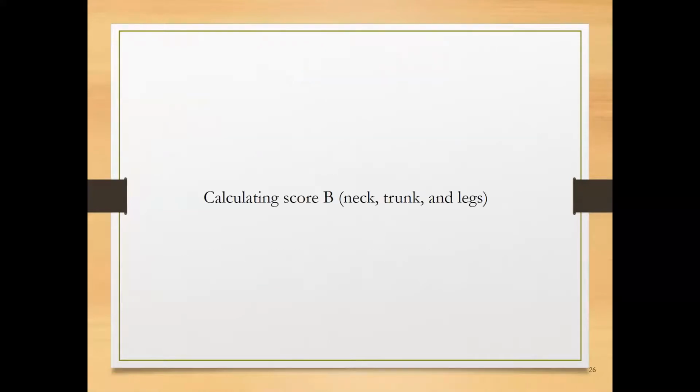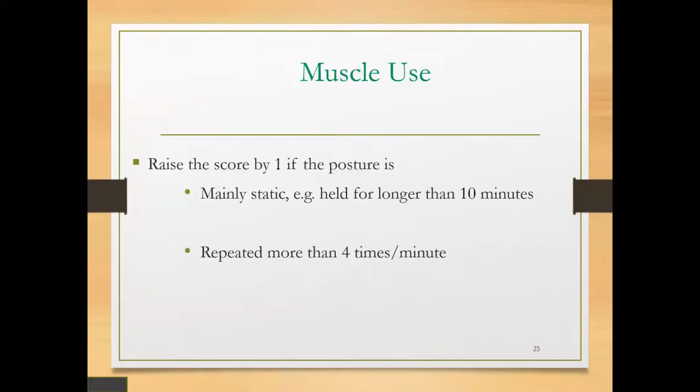Then we have muscle use score. So whatever score you have got so far, you will add one if the task is static and that posture is held for longer than 10 minutes, or that task is repeated more than 4 times. So they are just opposite. This is for static posture and this is for highly repetitive posture. So you will add one if any of these situations holds.